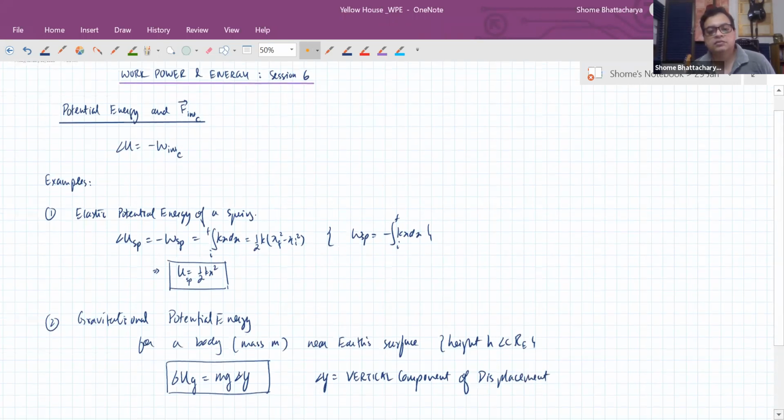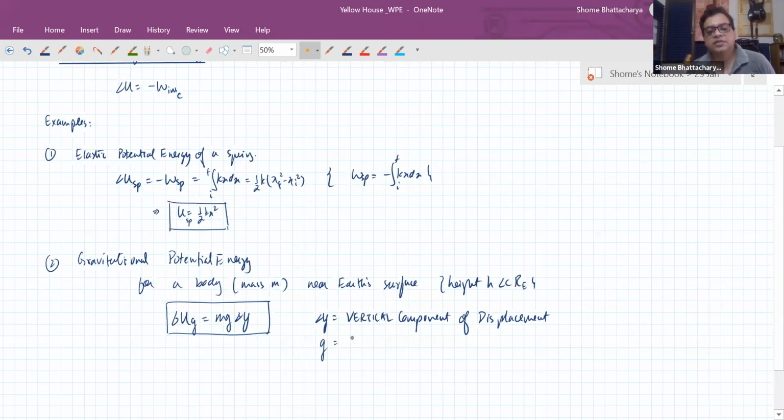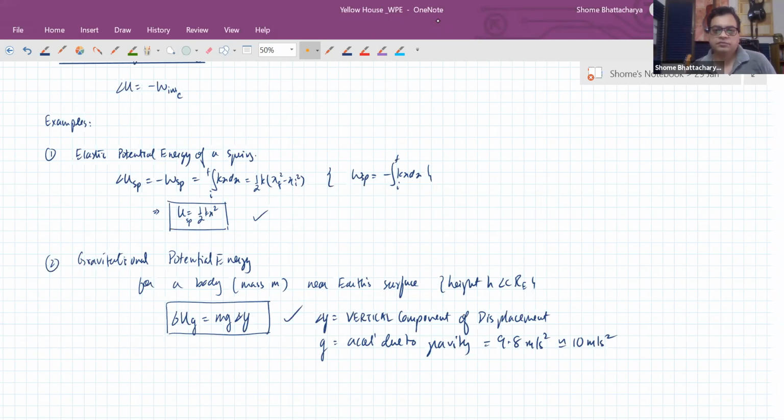and g is of course acceleration due to gravity, which has a value of 9.8 meters per second square, approximately 10 meters per second square. So these are the two important formulae so far that we've seen about potential energy. I'm going back to the example that we had seen at the end yesterday, because we got cut off in that. Hope these two formulae are clear. Please ask me if there's any doubt.